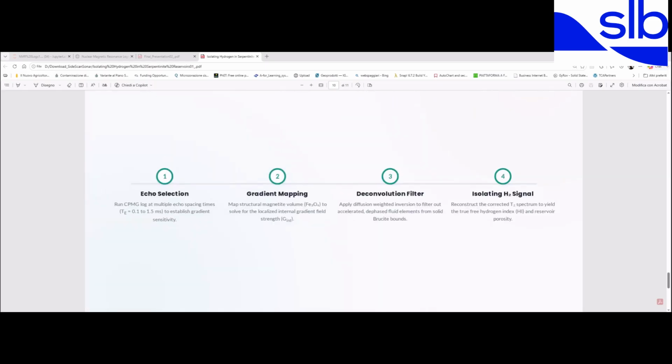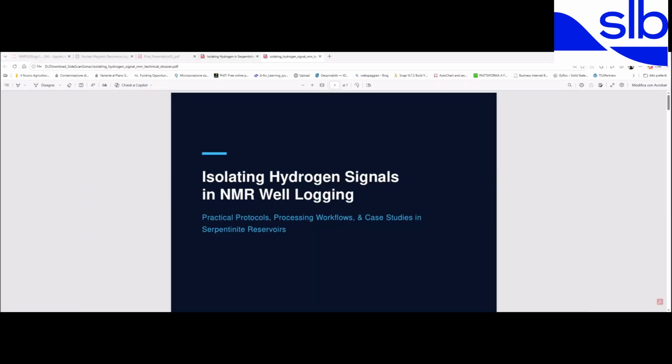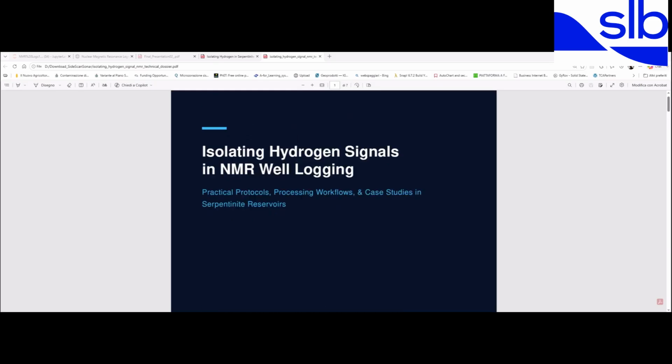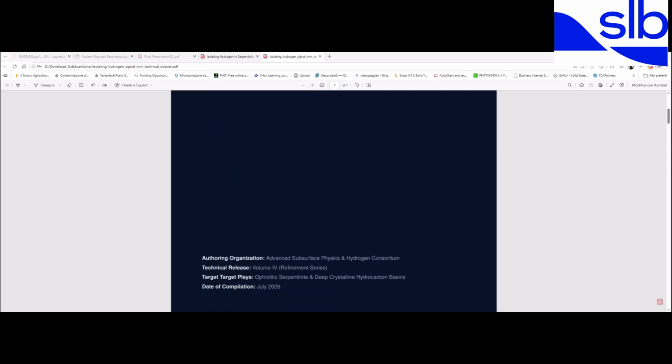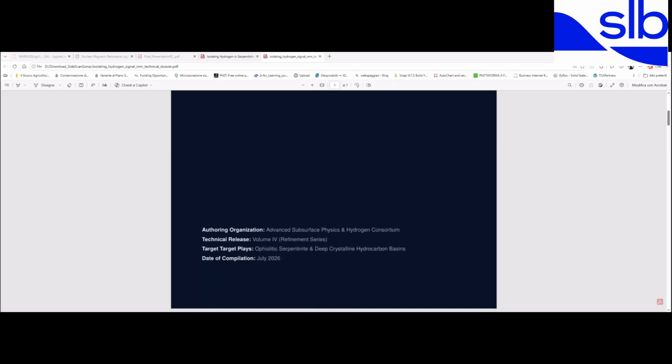We can go through an example of how to isolate this. So in this second part we are showing how to isolate the hydrogen signal in NMR well logging. Practical protocols, processing workflow in case of a starting serpentinite reservoir. So this is an advanced subsurface physical and hydrogen consortium. The target is ferritic serpentinite and deep crystalline hydrocarbon basin.